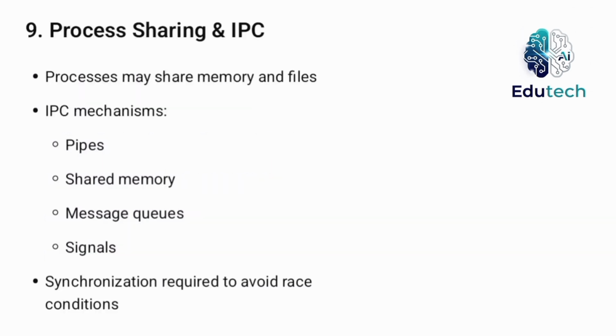Process sharing among processes. Processes may share resources such as memory, files, and I/O devices. Sharing improves performance but introduces challenges like race conditions. The OS provides synchronization mechanisms to ensure safe sharing. Inter-process communication (IPC) mechanisms such as pipes, shared memory, message queues, and signals are used to enable controlled data exchange.